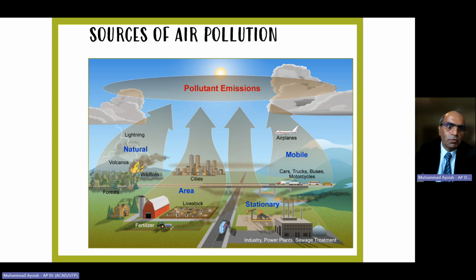So for classification of sources, we have four main sources. We say natural type, or area-wise, or stationary, or mobile. In natural, we have natural disasters, volcanoes, lightning, wildfires. They add pollutants in the form of some gases into our air or our environment that are dangerous for us, like sulfur from a volcano, which comes directly from a natural source and is added to our environment.